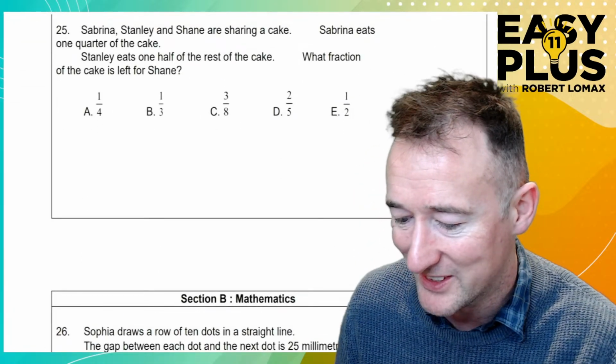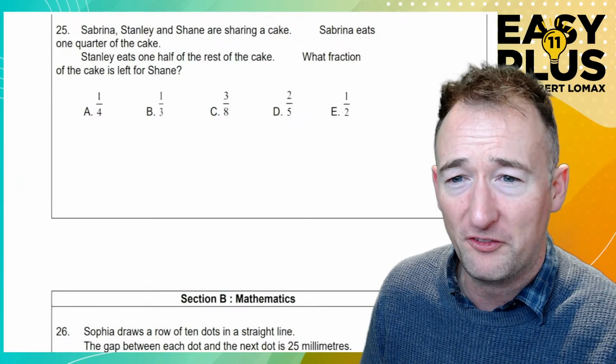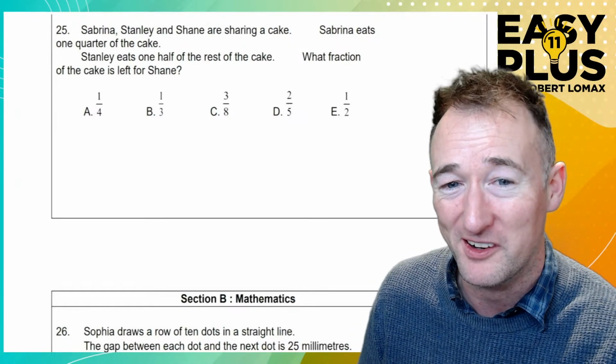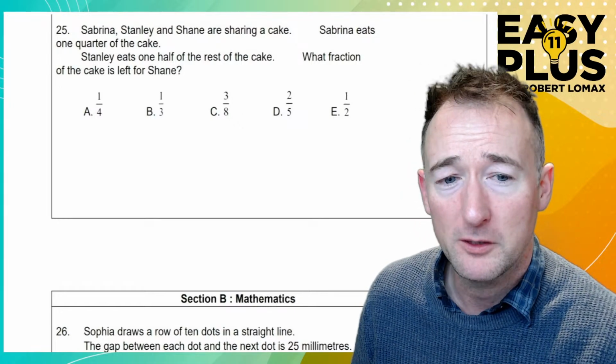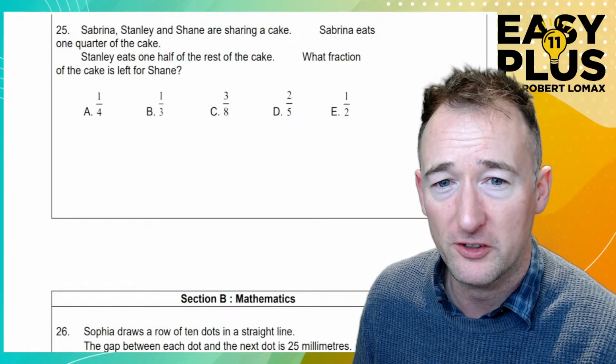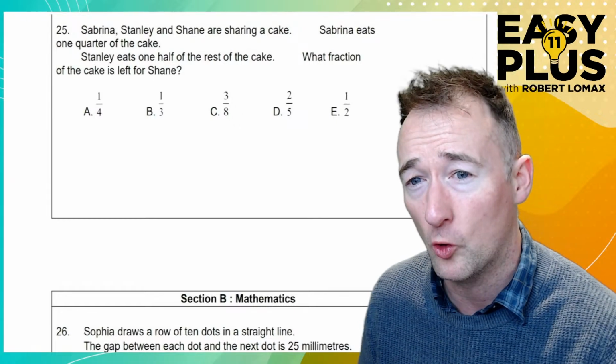Sabrina, Stanley and Shane are sharing a cake. This is an absolute feast of unnecessary alliteration. Sabrina eats 1/4 of the cake. Okay, depending on the size of the cake, I suppose that Sabrina had a significant hunger, but you ain't seen nothing yet. Anyway, Sabrina eats 1/4 of the cake.